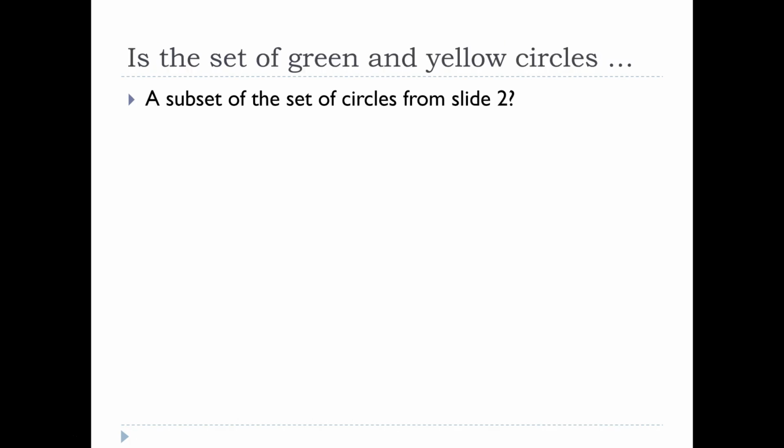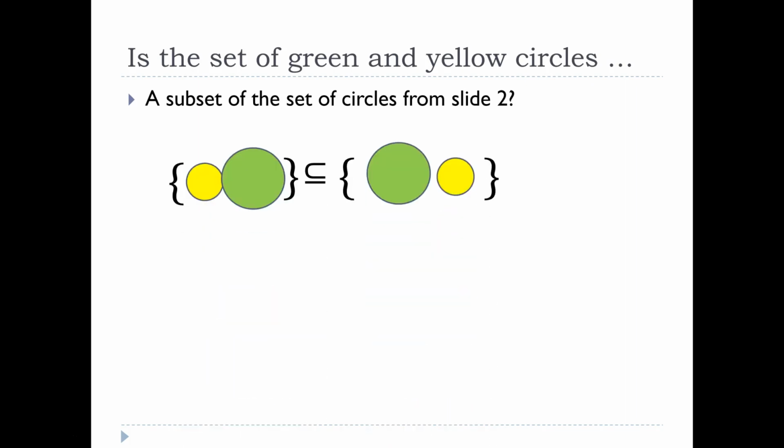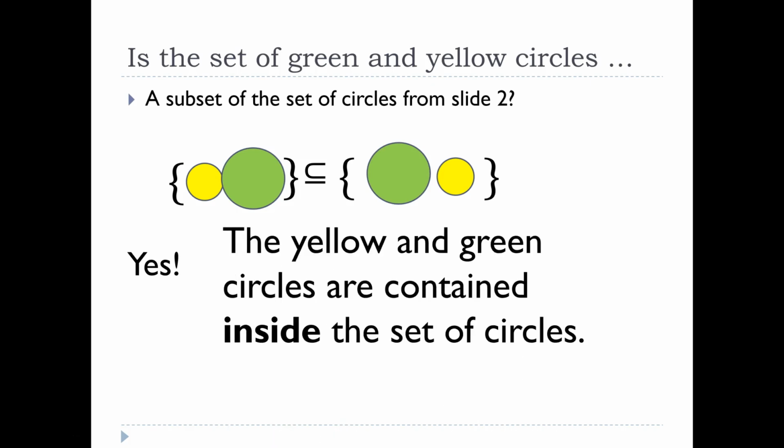Is the set of green and yellow circles a subset of the set of circles from slide 2? So look at the 2. Is one a subset of the other? The answer is yes, because these 2 circles are contained inside this set here. Of course, they're actually equal to each other, right? Those are 2 equal sets. So in that case, we're using this little underlined part that it's okay if the 2 sets are equal.